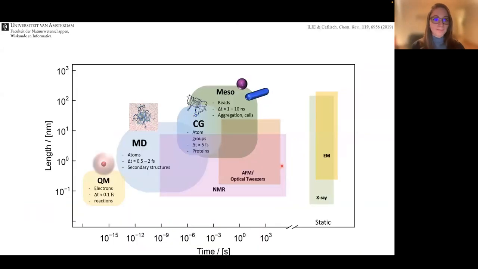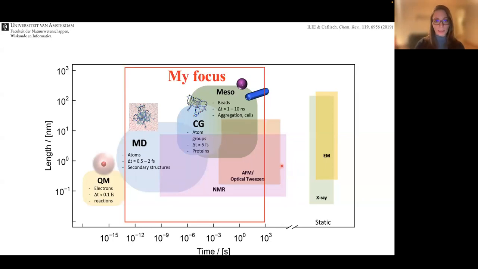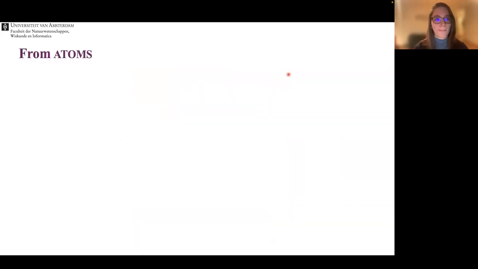Now diving in and looking really on the time and length scales of our simulations, we are really in the classical regime. So we employ everything from atomistic simulations in explicit solvent towards the development of mesoscale models. It very much depends on the research question that we are focusing on.